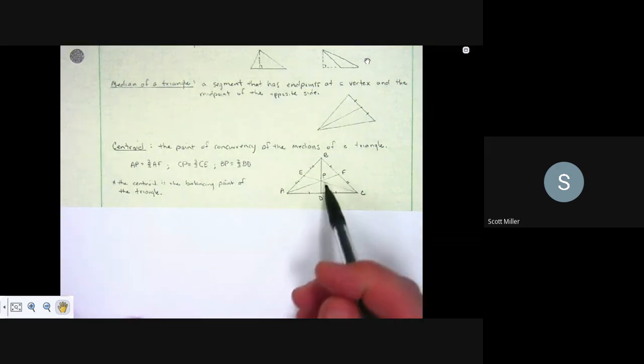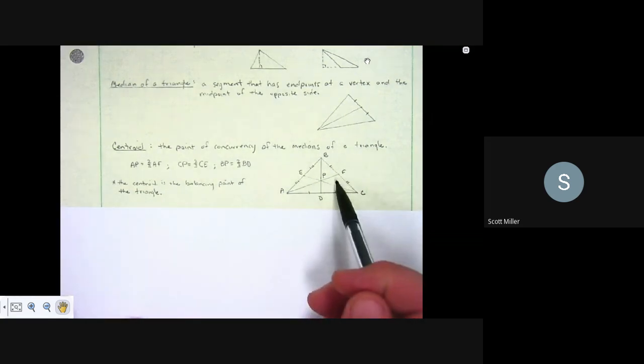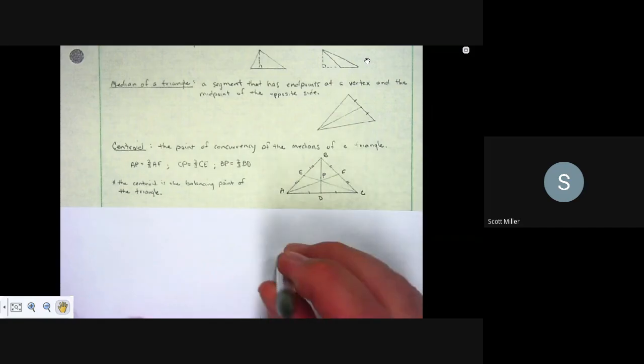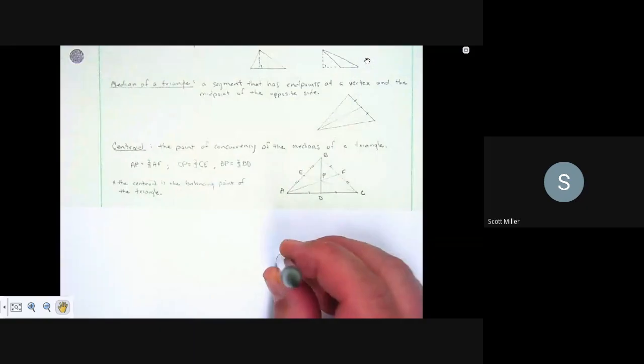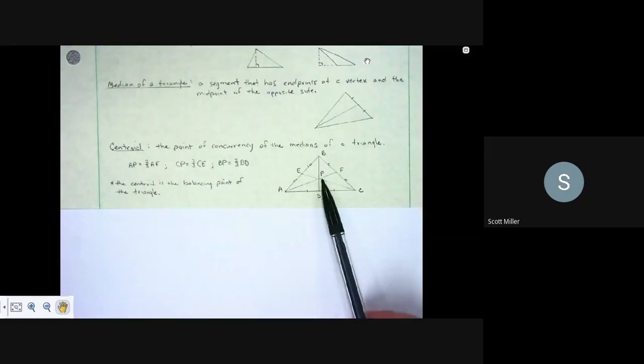Okay? And what's unique about that is the centroid is considered to be the balancing point of the triangle. If I took a triangle and I made it sturdy enough, and then I put a pin or a nail just pointing up like that, I could set the triangle right on top of that point at the centroid, and this triangle will be balanced. It's the balancing point. That's something interesting. Okay, so that's the centroid.